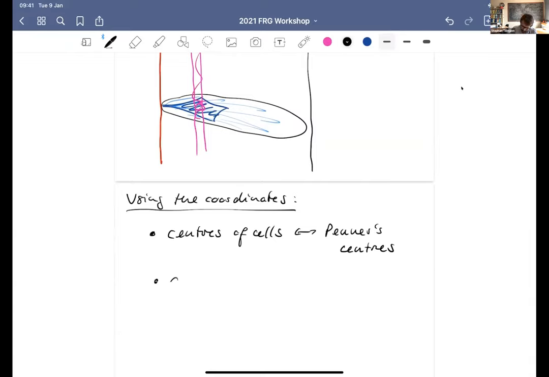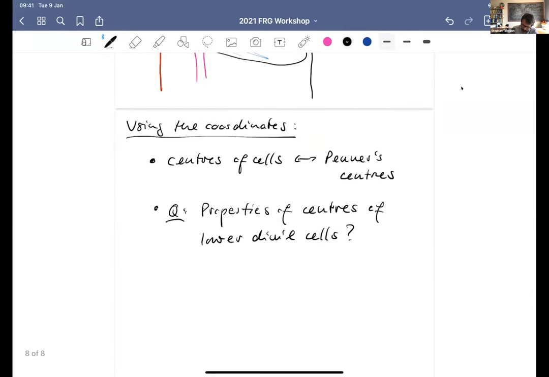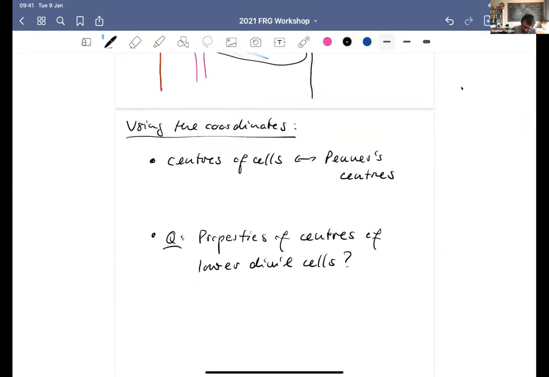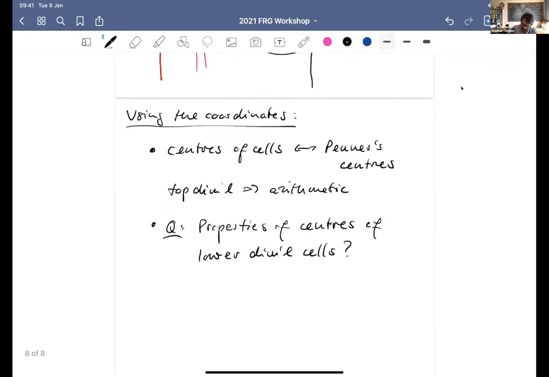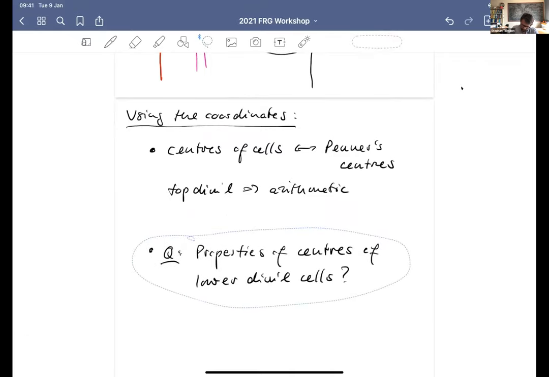So maybe a question is the properties of the lower dimensional ones. Here I should say: top dimensional implies arithmetic, and lower dimensional is semi-arithmetic.